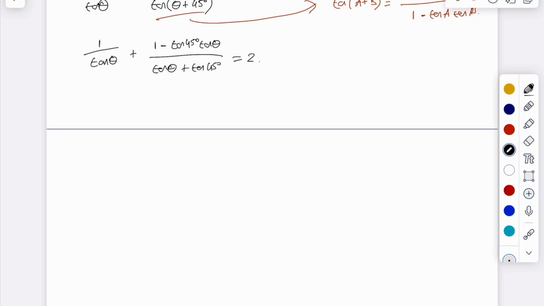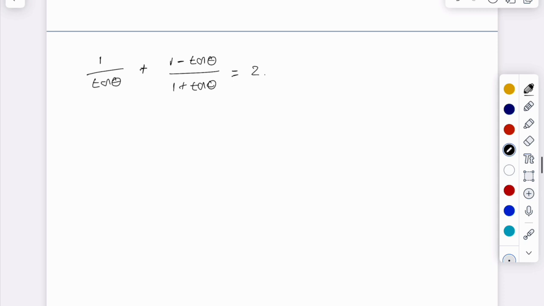Tan 45 just equals 1, right? So we get then 1 over tan theta plus 1 minus tan theta over 1 plus tan theta is equal to 2, right? Therefore, what can we say? Well, we need to times by tan theta 1 plus tan theta.